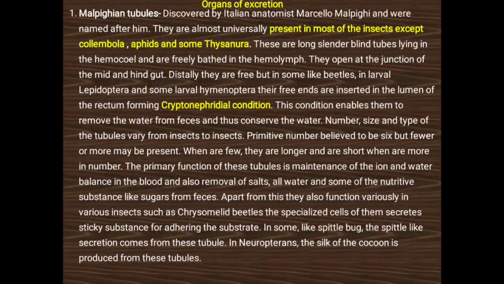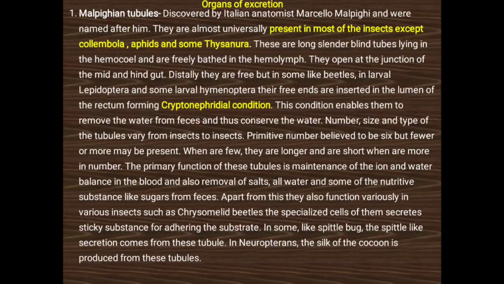And the organs of excretion, or the system which removes all these unwanted toxic waste materials, is called the excretory system. Now the organs of excretion. In insects, the primitive organs of excretion are the Malpighian tubules, which were discovered by the Italian anatomist Marcello Malpighi and were named in honor of him. They are almost universally present in all insects except Collembola, aphids and some species of Thysanura. They are long, slender, blind tubes lying in the hemocoel and are freely bathed in the hemolymph. They open at the junction of the midgut and hindgut.